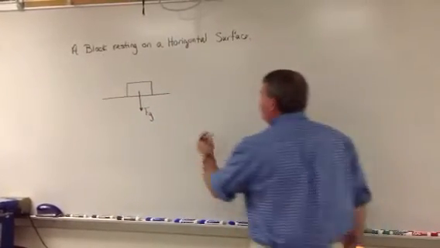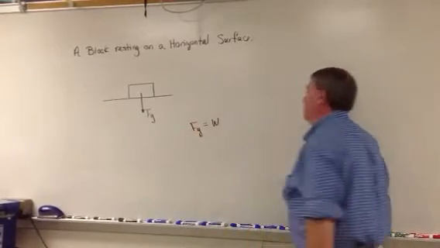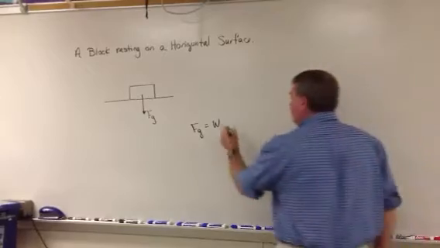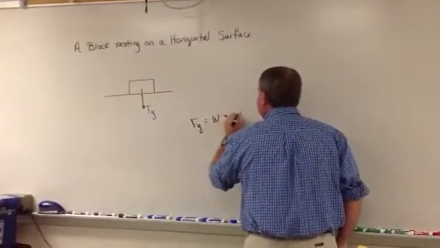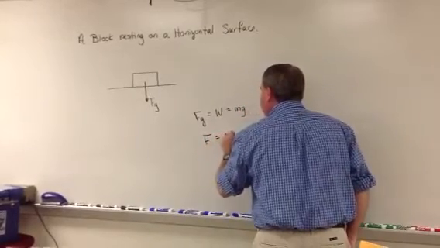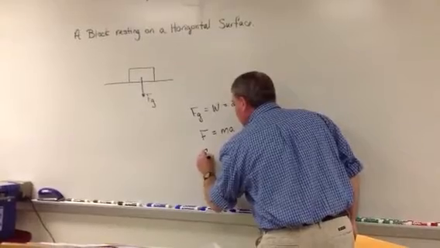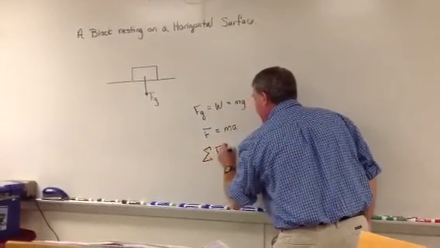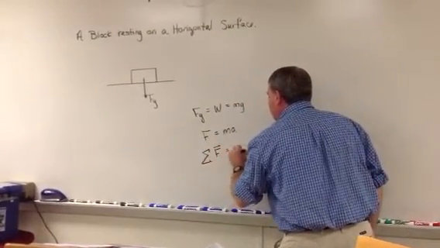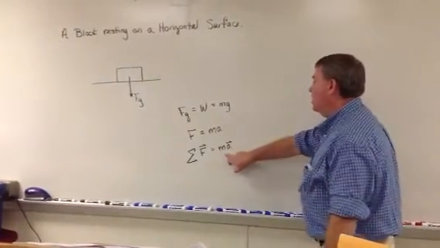Now, you might see it called in some books W for weight, and that is equal to mass times gravity. All forces are equal to mass times acceleration. But more specifically, the sum of all forces acting on an object are equal to mass times acceleration. Okay, this is Newton's second law.